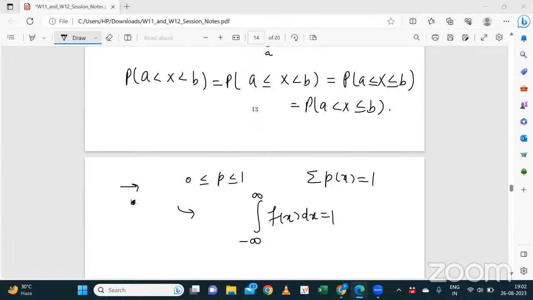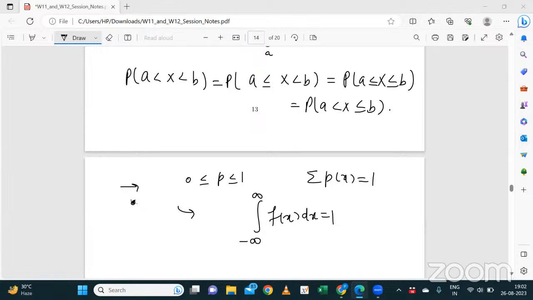Okay, so today's session we have discussed Poisson distribution from week 11, and now I have moved to the week 12 concept, because in week 12 there are two concepts we have not discussed, uniform and exponential. So that's why I'm going to introduce the concept.